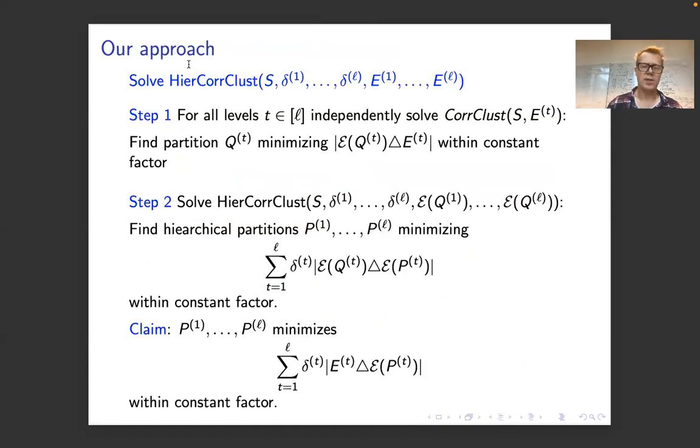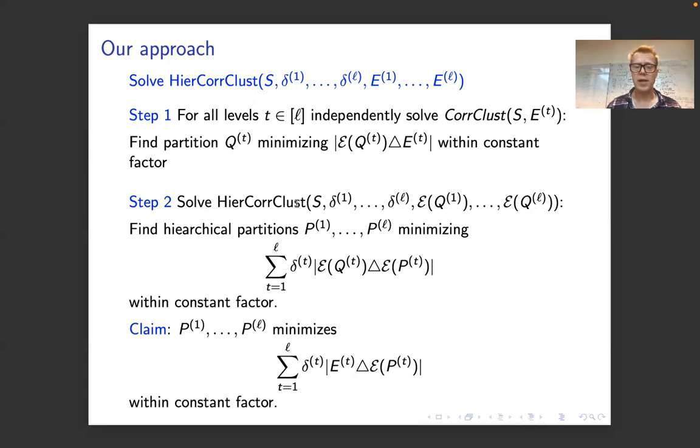Our approach to solving this problem is that we first completely ignore the hierarchy, and for each level independently, we solve the correlation clustering problem. So this means that for each level independently, we find this partition Qt that minimizes symmetric difference between the edges of the partition and the input edges on that level. And we do that within a constant factor.